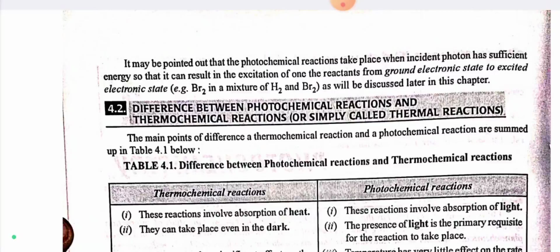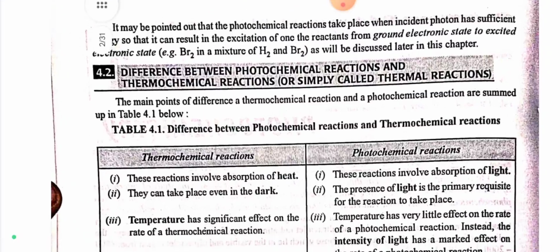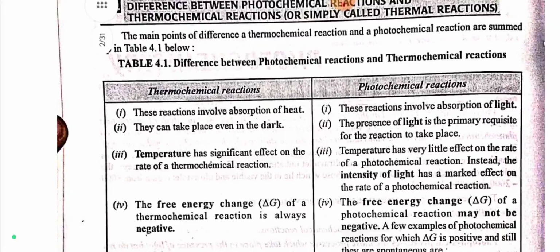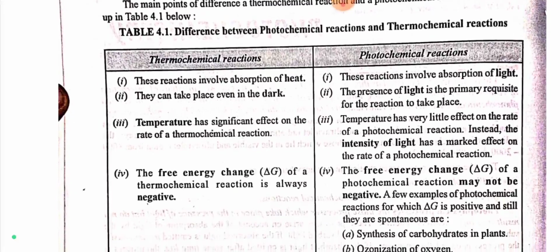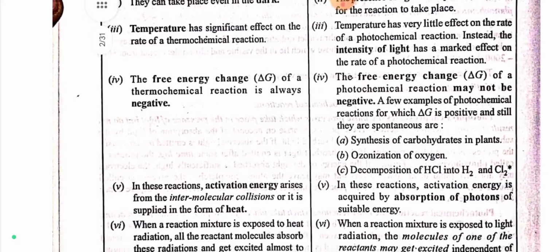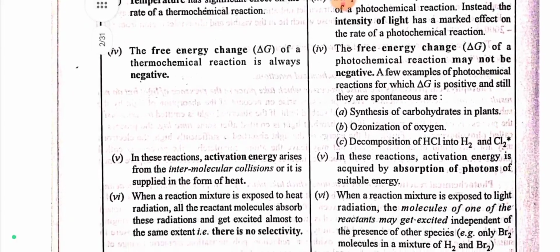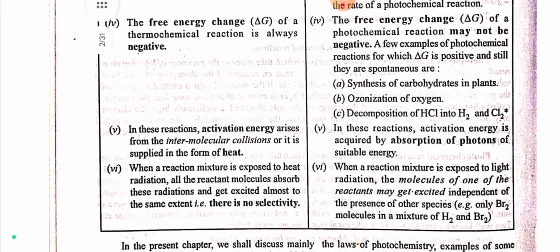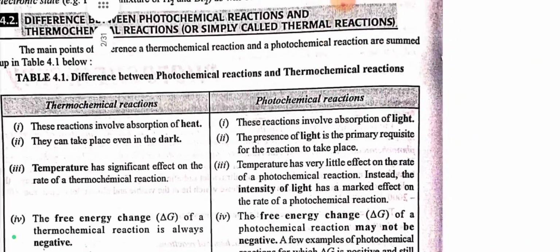They can take place even in the dark. Temperature has sufficient effect on the rate of thermochemical reaction. The free energy change delta G of a thermochemical reaction is always negative. In these reactions, activation energy arises from the intermolecular collisions or it is supplied in the form of heat. When a reaction mixture is exposed to heat radiation, all the reactant molecules absorb these radiations and get excited almost to the same extent, that is, there is no selectivity.